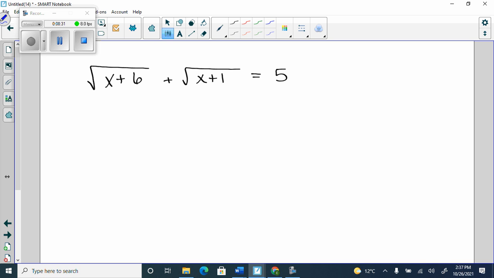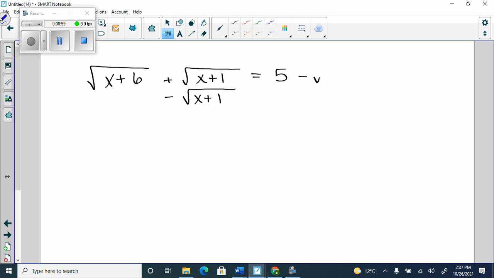With a single radical, our first step is to get the radical by itself, then square it to get rid of the radical sign, then solve. It might be a quadratic or it might be a linear, but we solve it. When it's a double radical, your first step, which the paper tells you, is to get one radical on one side and one radical on the other. So I'm going to subtract this one over.